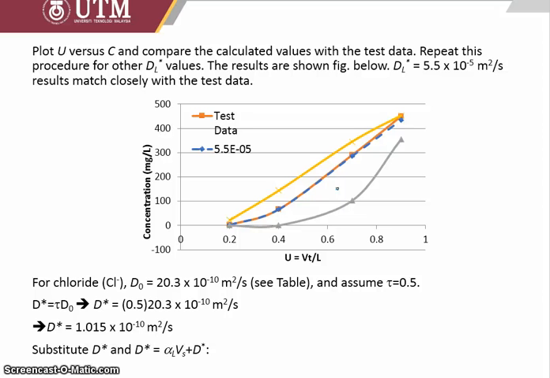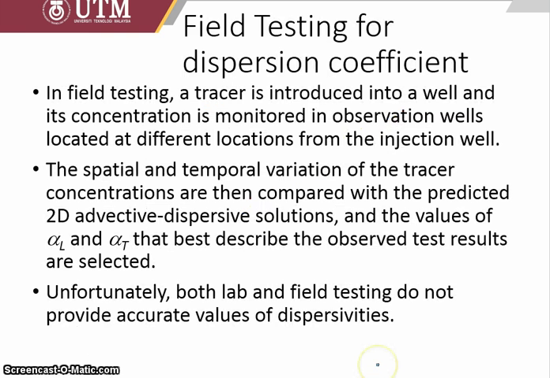So go back to the basic equation. So we get alpha sub L equal to 0.11 meter. Besides the laboratory testing, we also have a field test for the dispersion coefficient, so we can get some idea of how the contaminants occur.